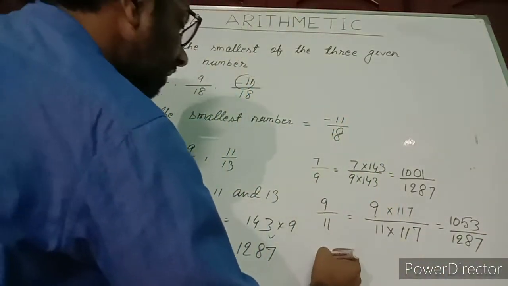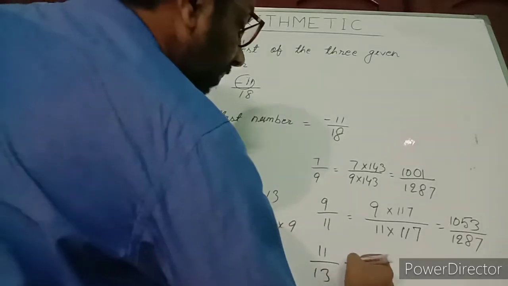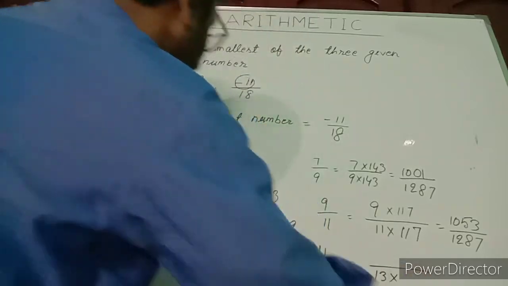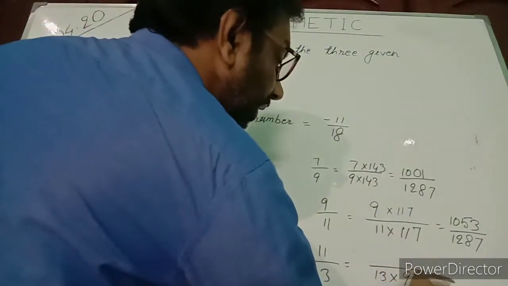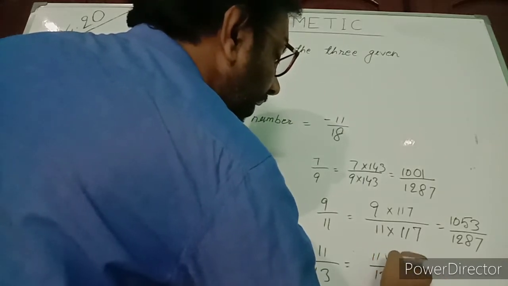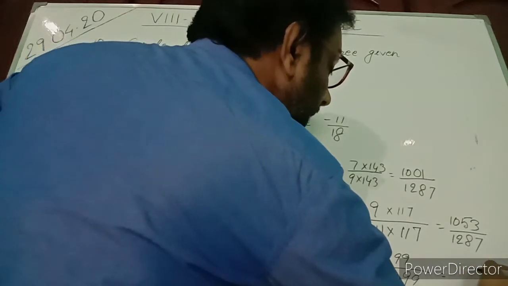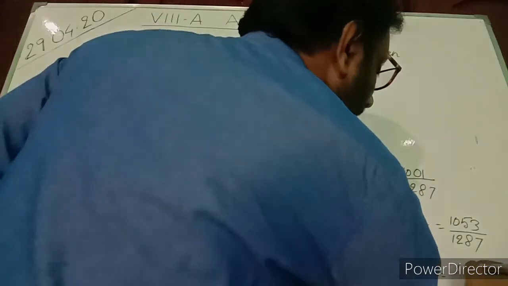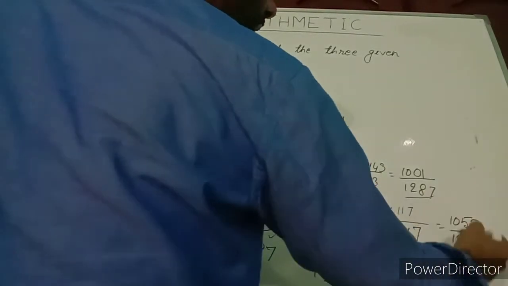Then the third fraction is 11 by 13. This 11 by 13 is equal to, 13 should be multiplied by 11 into 9, that means 99. So numerator will also be multiplied by 99, and in this way we are getting this multiplication as 11 9 is 99, 9 11 9 is 99 and 9 108 by 1287. So now we are getting these three denominators are same.